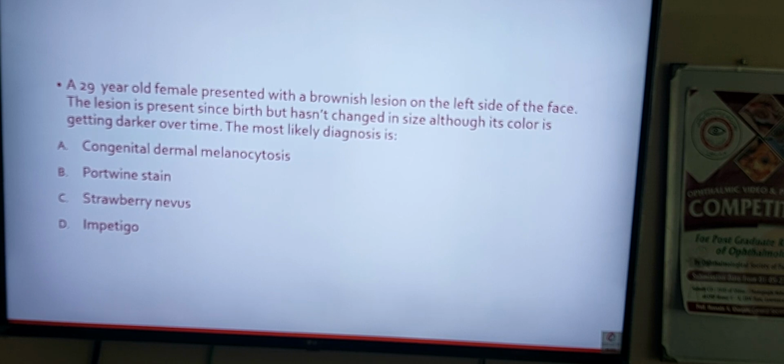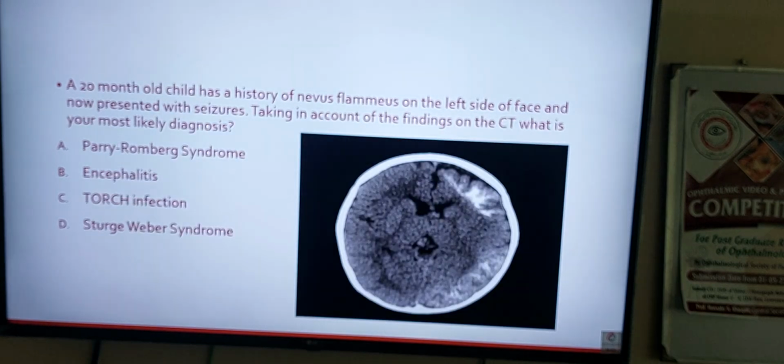A 29-year-old female presented with a brownish lesion on the left side of the face. The lesion has been present since birth but hasn't changed in size, although its color is getting darker over time. The most likely diagnosis is congenital dermal melanocytosis, port wine stain, or strawberry nevus? Port wine stain, because the color is getting darker over time and it is not changing in size.